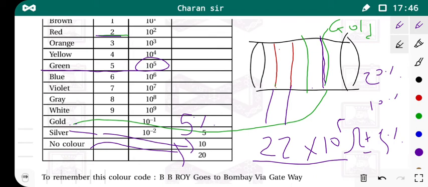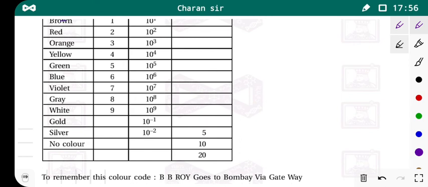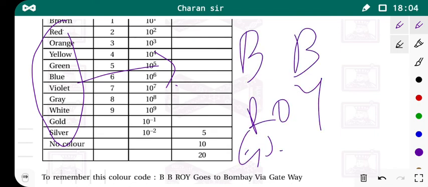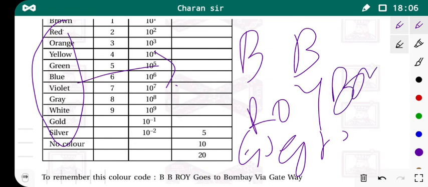Okay, so this is a very basic concept, and by using this color code you can find out the resistance value of the resistors. For that you must remember these tabular representations, and for remembering the sequence of these colors you can use the sentence B.B. Roy goes to Bombay via Gateway. But remember that only the capital letters give the color names.